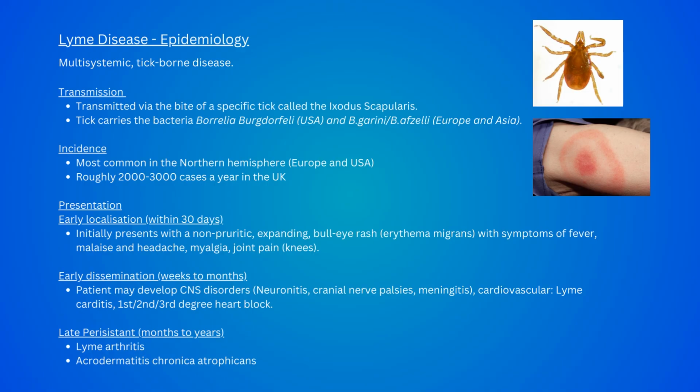So typically, very commonly found in the USA, as well as other bacteria that this tick can transmit, such as B. afzelii and B. garinii, can also be found in Europe and Asia. There's about roughly 2,000 to 3,000 cases a year in the UK.